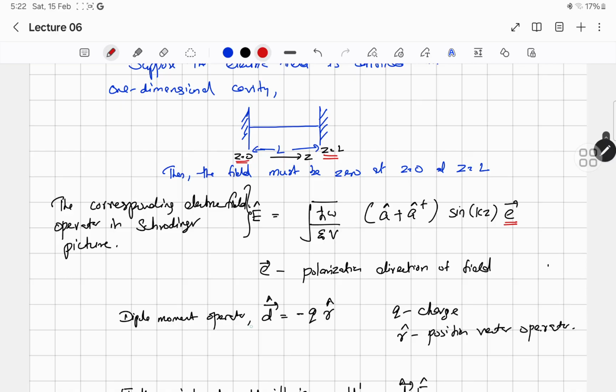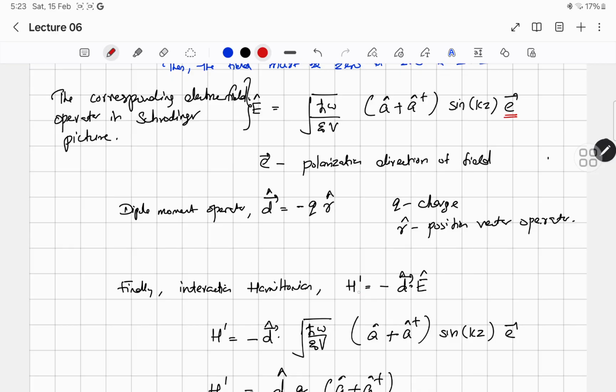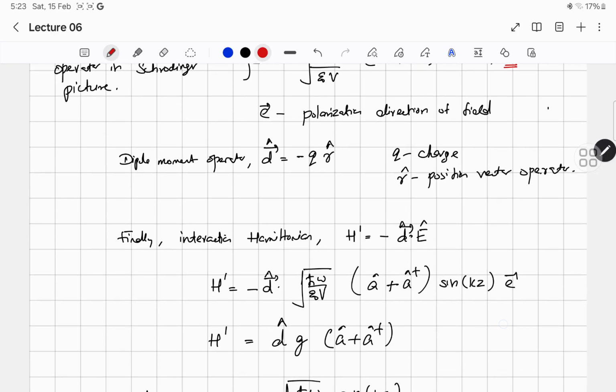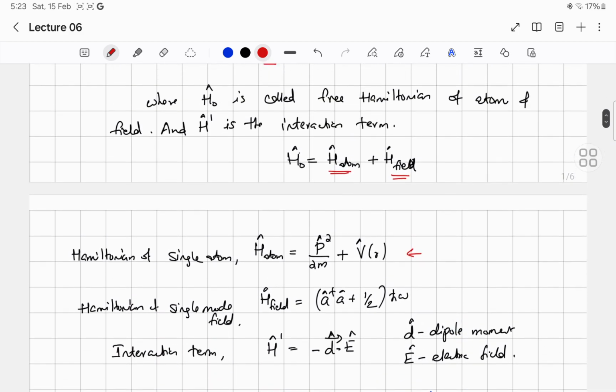And then the dipole moment operator can be written as minus q into the position vector operator. The q is a charge and r is the position vector operator. So finally the interaction Hamiltonian H prime I can write as minus d dot E, and if you substitute both d and E, I can give different numbers for all these terms.